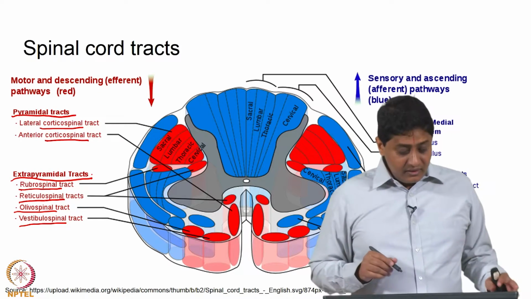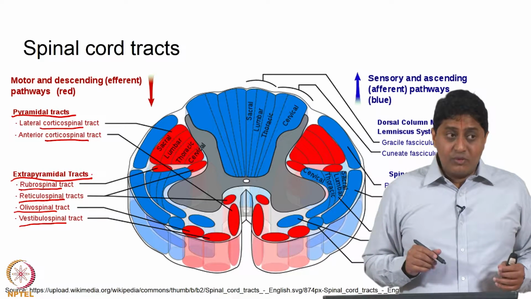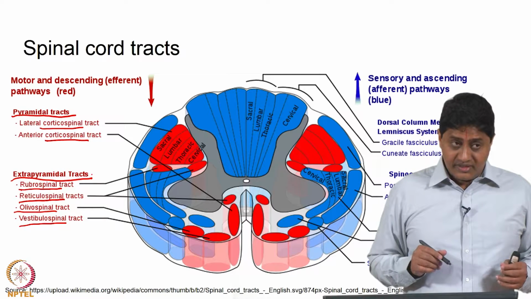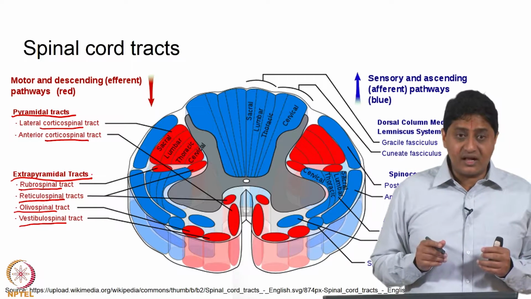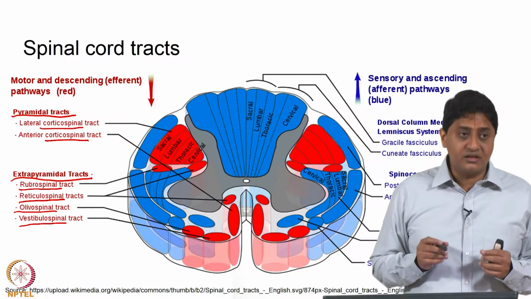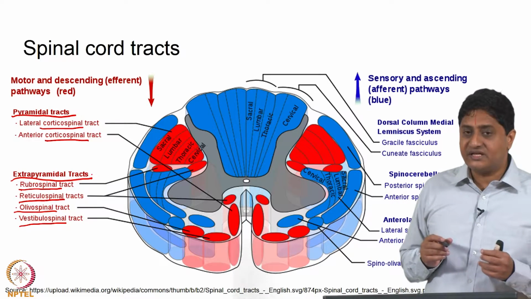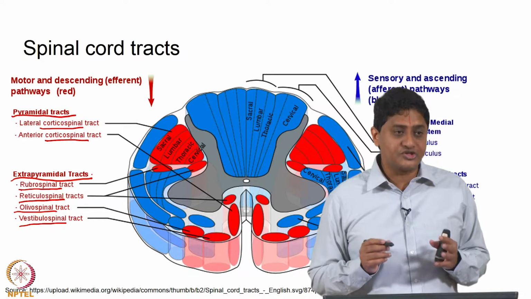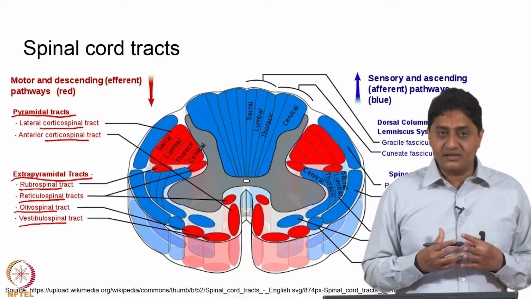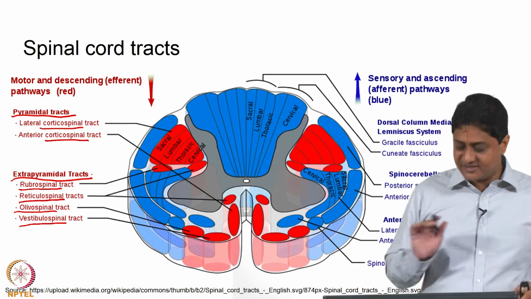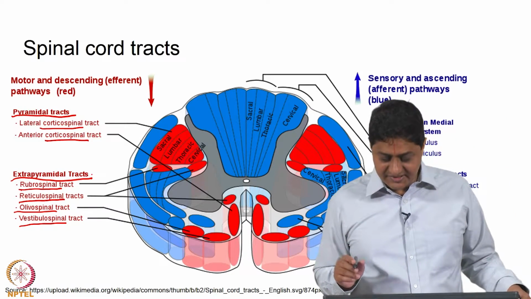Note, many of these are motor tracts. So, it is not that motor function is performed only by the cortex, but there are other structures that participate in critical motor function, especially in the maintenance of posture. So, there are other structures other than the cortex that are responsible for maintenance of posture. We will see that in future classes.